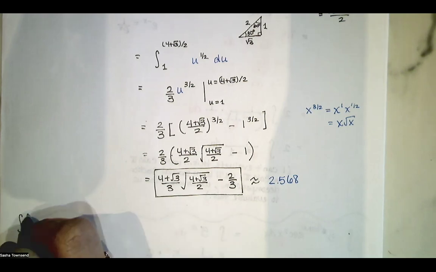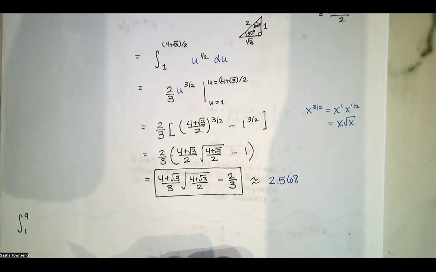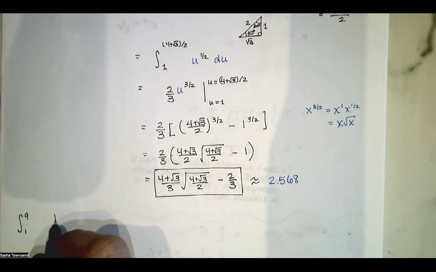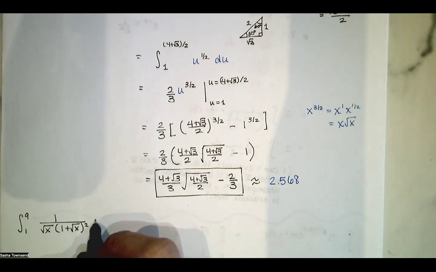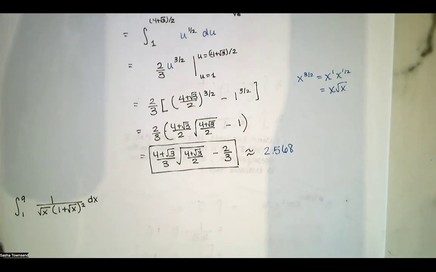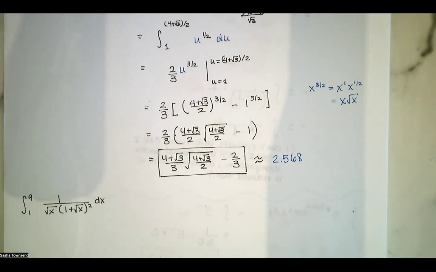Now, if we want, we can evaluate another definite integral. We've got the integral from 1 to 9 of 1 divided by the square root of x times the quantity 1 plus the square root of x squared with respect to x. You might say, do I have a rule for that? And I think the answer is no.